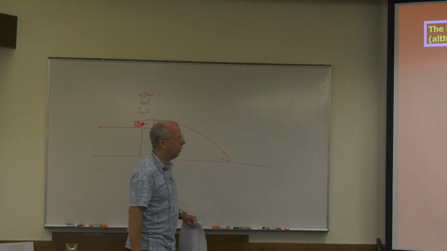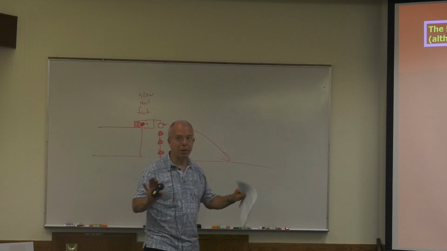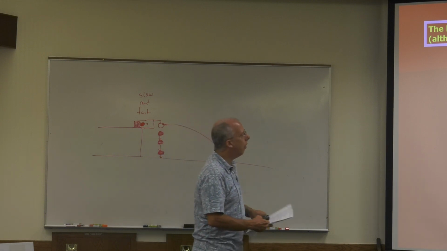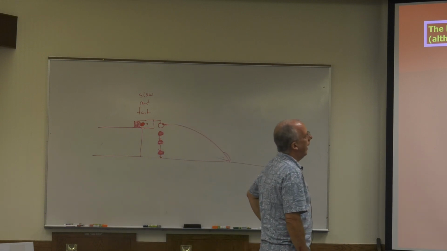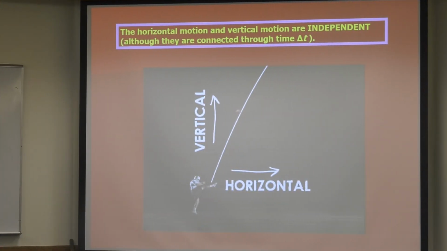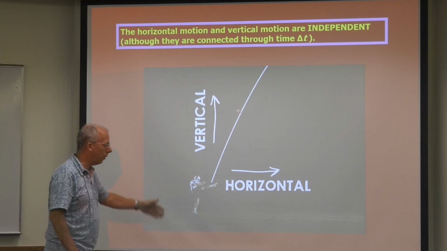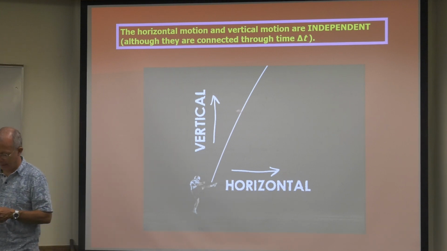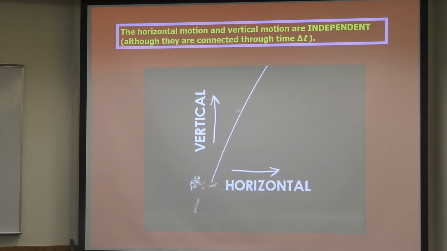So this is important. Picture's worth 1,000 words. The horizontal motion and the vertical motion are independent. Okay, they're connected through the time, right? They have the same time, but the horizontal and vertical motion are completely independent. All right? Now keep that in your head.